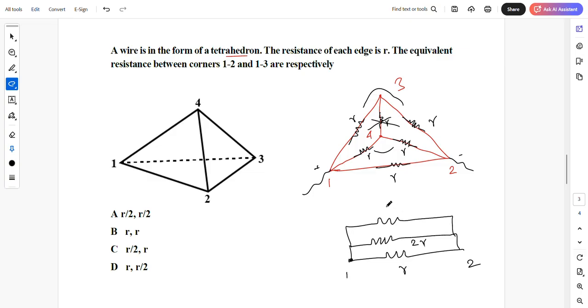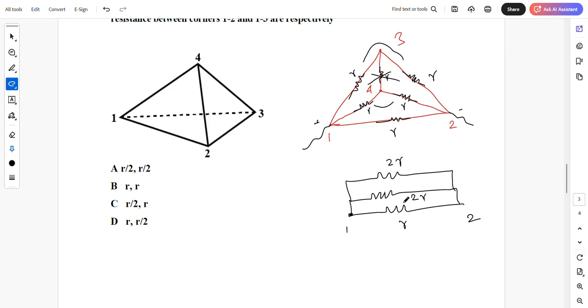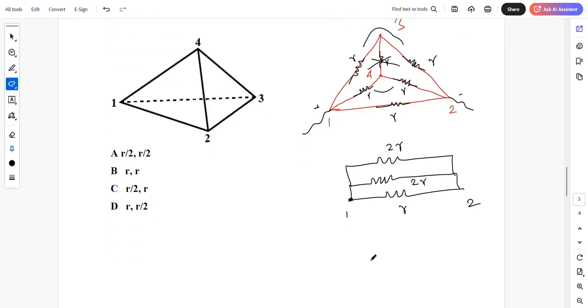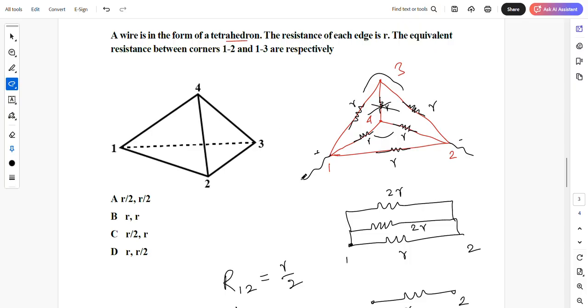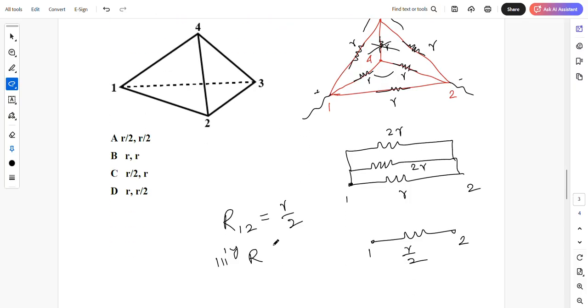2R in parallel with 2R, R in parallel with R, how much? R by 2. Now we came to know the equivalent resistance between 1 and 2 is R by 2. Similarly, the resistance between 1 and 3, how much will it be? Again it will be the same, R by 2.